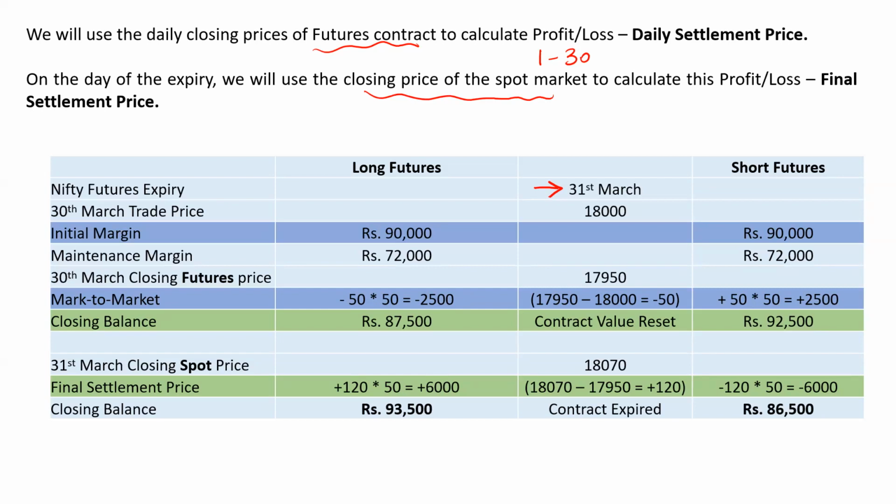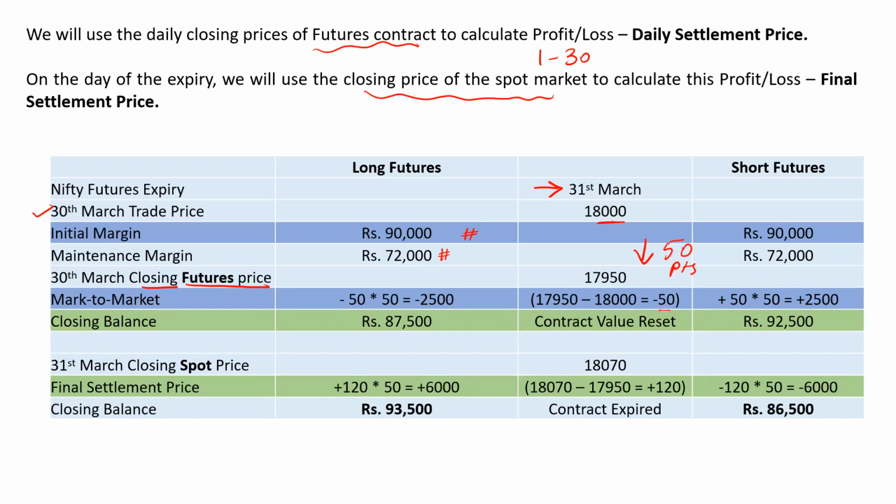Our futures contract is expiring on 31st of March. Let's say two people are taking a position on 30th of March. So 30th of March, let's say the Nifty is again 18,000 base value. Very easy to calculate the initial margin and maintenance margin. So you already know how did we arrive at 90,000 and 72,000. On 30th of March, when we are calculating the profit and loss, we are going to take the closing futures price. On this day, let's say the futures price closing was 17,950. So from 18,000, the market has come down to 17,950. So actually it has come down by 50 points.